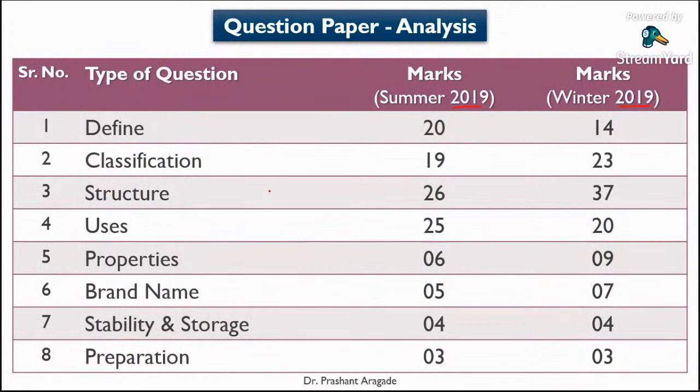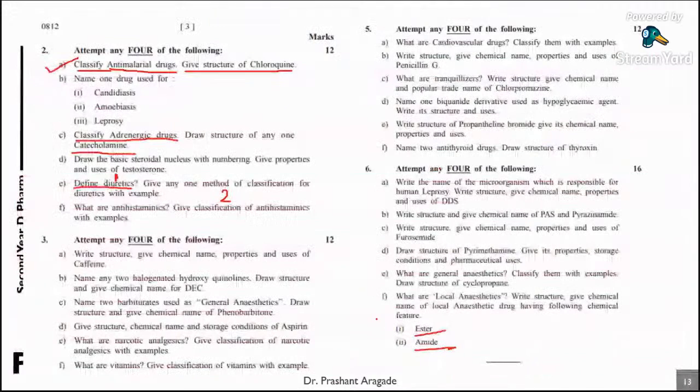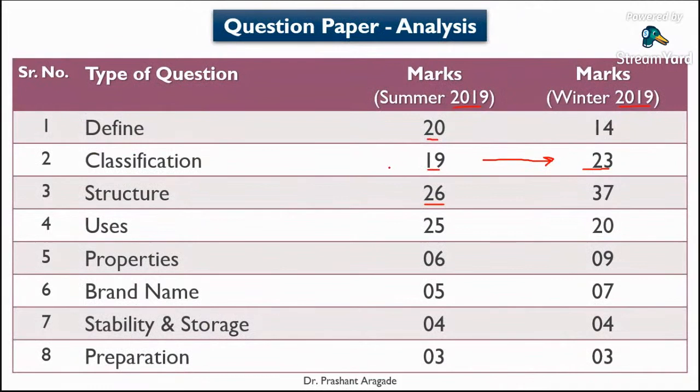analysis, I have prepared one summary table in front of you. For definition type of questions, there are at least 20 marks. For classification it is 19 marks, and in winter it increases to 23 marks. For structure, it is 26 marks. This includes options, because in your paper they have asked to attempt any 4 of the following, isn't it? So I have done this analysis, and the analysis is in front of you, isn't it?